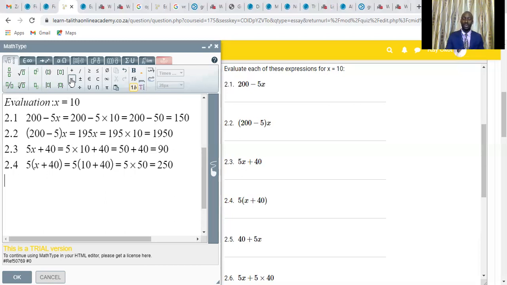Now, the next thing that we have to deal with is 2.5. And question 2.5 is requiring us to simplify. Well, we have to simplify 40 plus 5x. Yes, 40 plus 5x. So the question is, how do we deal with this?